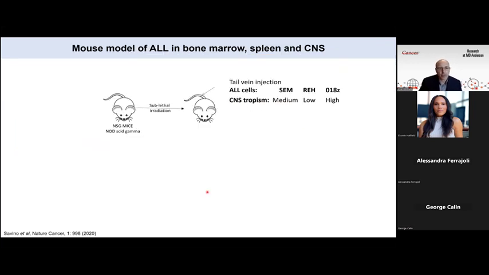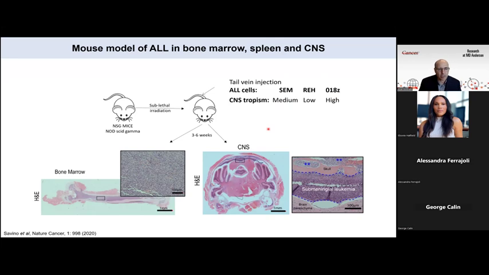So we started with cell lines, 3 different cell lines of ALL that we injected into mice. And we had 3 types of cells. One that has a low tropism to the brain, one that has very high tropism to the brain. We mostly focus on these 2, but we had one that had an intermediate tropism to be present in the brain. And this is what you see here. This is the bone marrow, and this is the area in the brain that is the submeningeal.